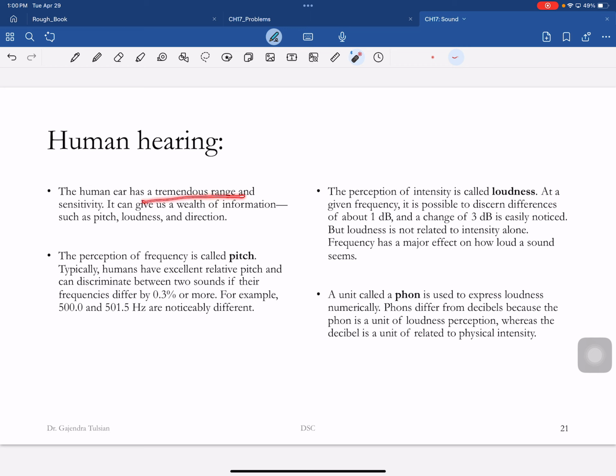It has tremendous range and sensitivity, so you saw that you can hear from 20 hertz to 20,000 hertz. It can tell you the frequency of the sound. It gives you information about the intensity of the sound and the direction in which it's coming from. How do you tell the direction it's coming from? You have 2 ears. There you go. So just like two eyes and stuff like that.